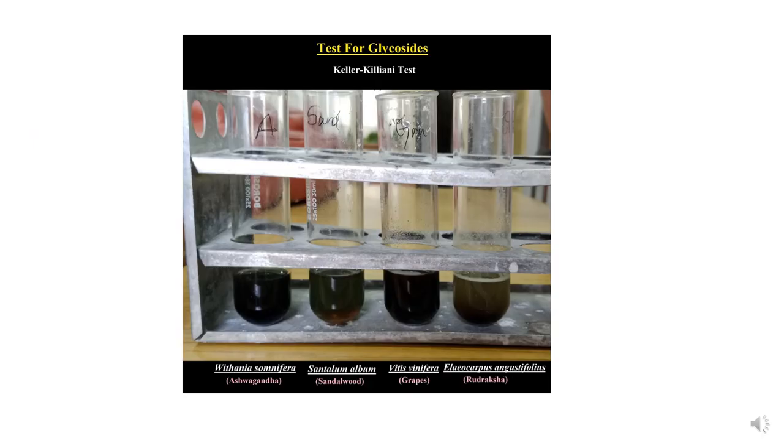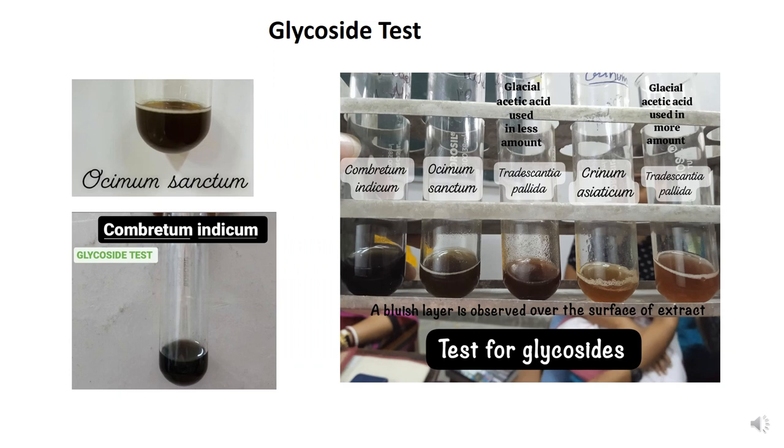Now you can see some of the results of the glycoside test done in the previous batch, and you can see that there are plants: Withania somnifera, Santalum album, Vitis vinifera, and Elaeocarpus angustifolius. You can see the appearance of a light bluish color in all of the test tubes. It is very dark in Withania somnifera, a little lighter in Santalum album, dark again in Vitis vinifera, which is grapes, and in Rudraksh there is a light blue color. So the appearance of blue color is seen in this test.